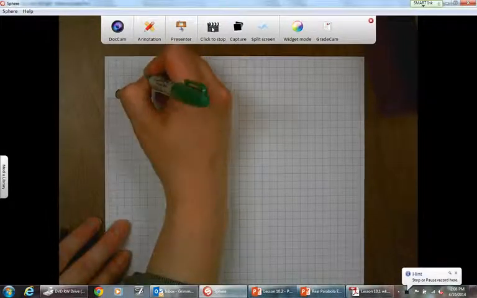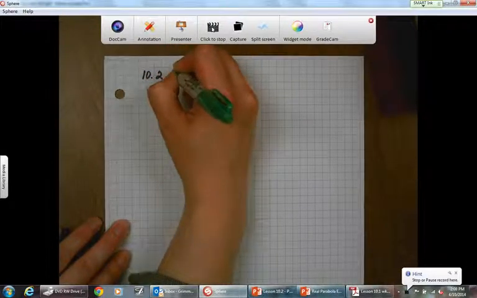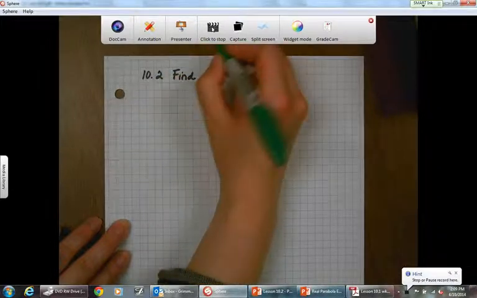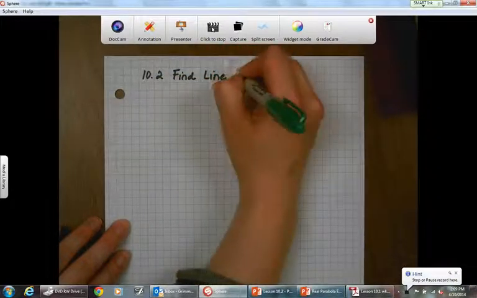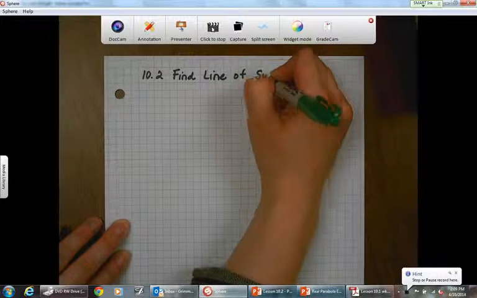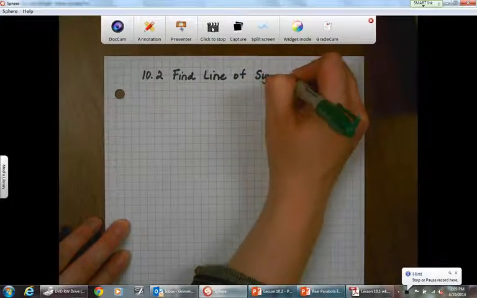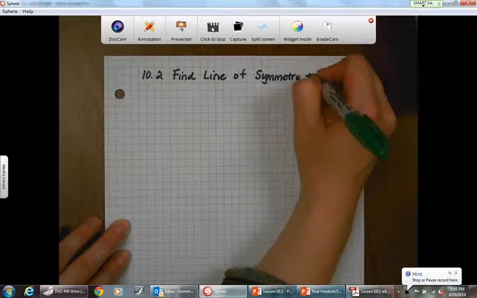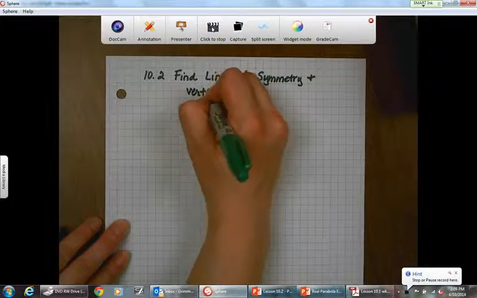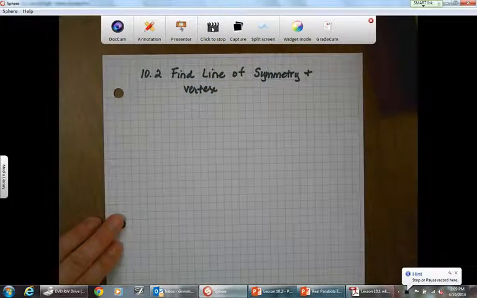So we've got our 10.2. Find line of symmetry. And our vertex. All right, so that's what we're going to be doing, is finding those two.